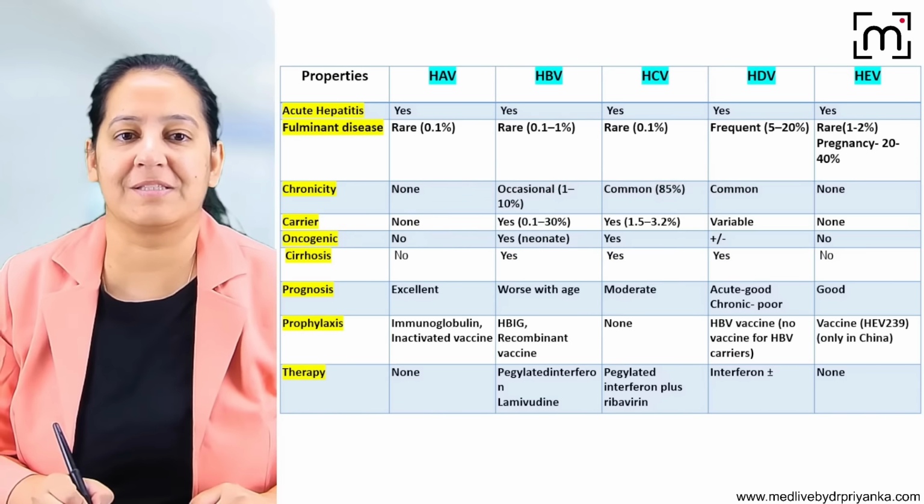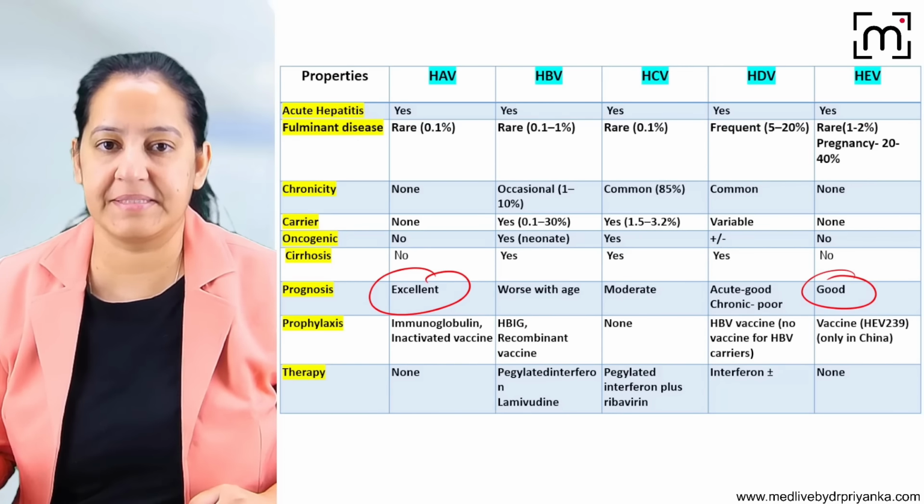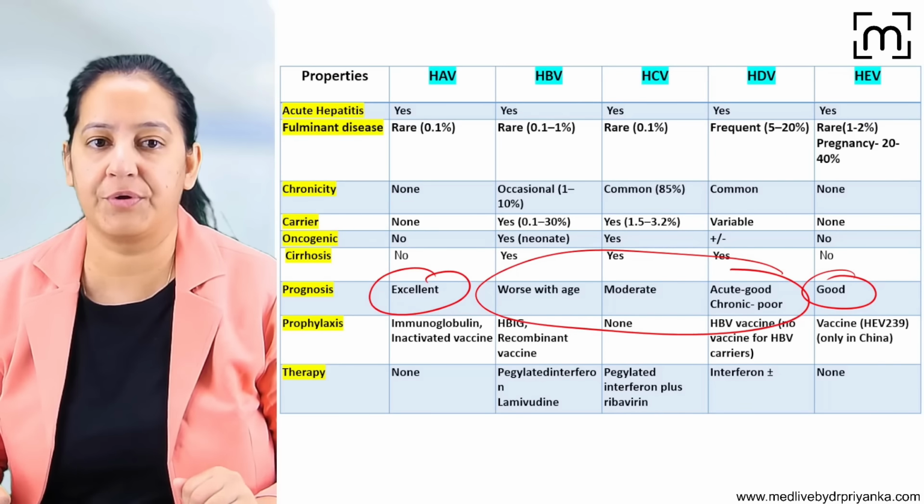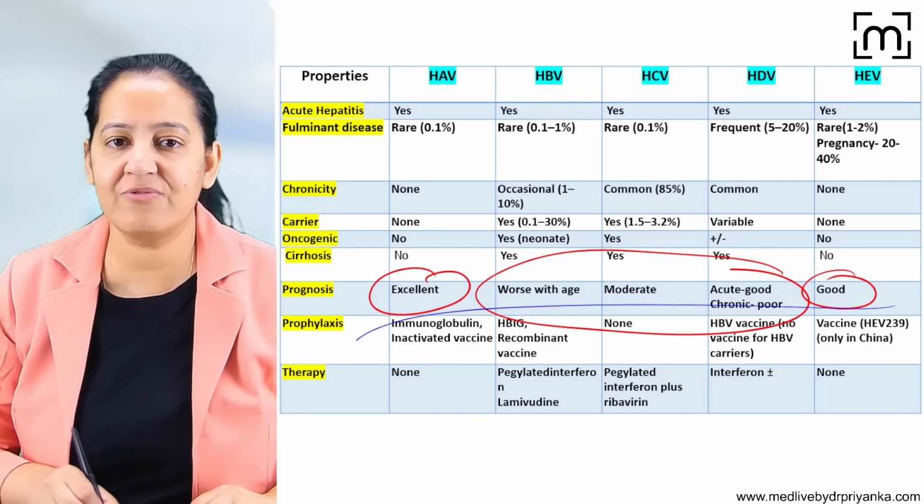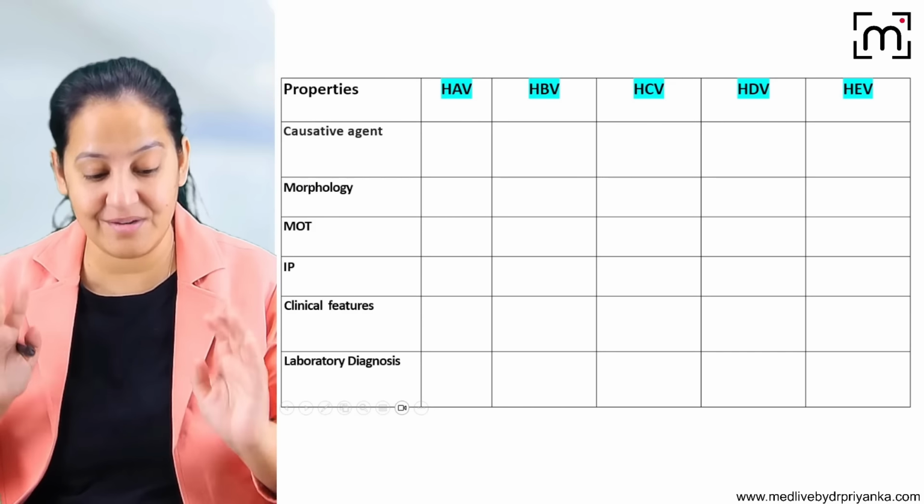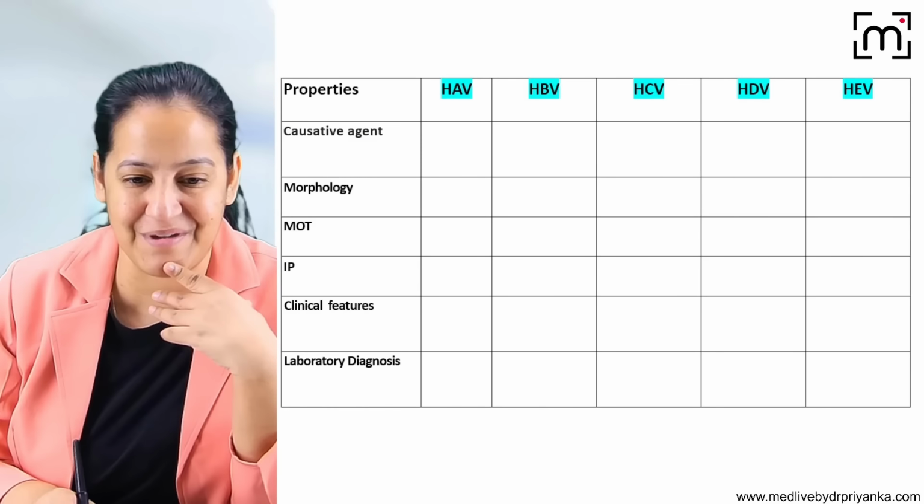What about the prognosis? So A and E have excellent prognosis. But here prognosis depends. If it is acute, it's good. But if it is chronic, it's not good. So that is the prognosis. Prophylaxis and treatment you can learn on your own. So that is the table we have seen. Now we will start the details of the 5 types of hepatitis one by one.